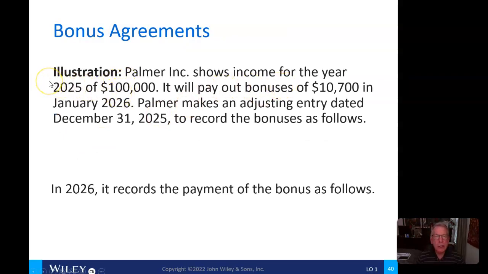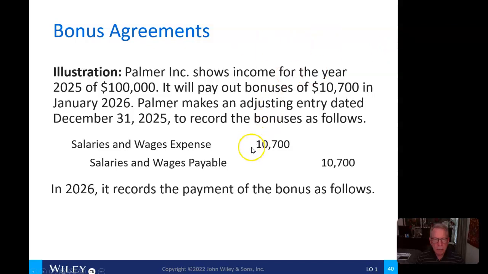Palmer Incorporated shows income for the year of $100,000. It will pay out bonuses of $10,700 in January 2026. If Palmer makes an adjusting entry dated December 31, 2025 to record the bonuses, they will do it as follows. We're going to debit salaries and wages expense for $10,700 and credit salaries and wages payable for $10,700.